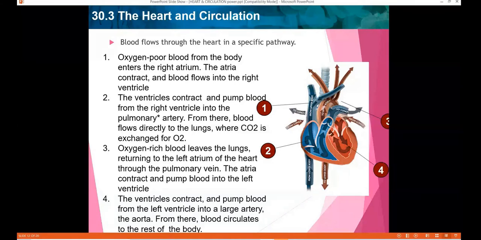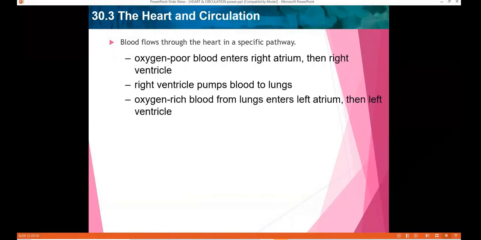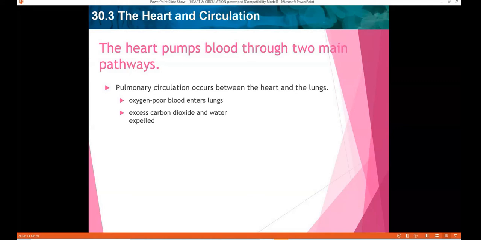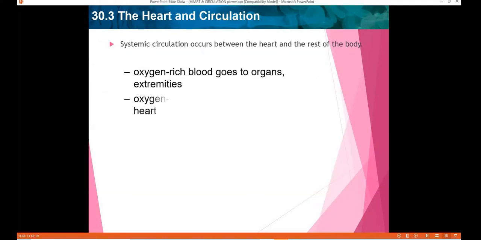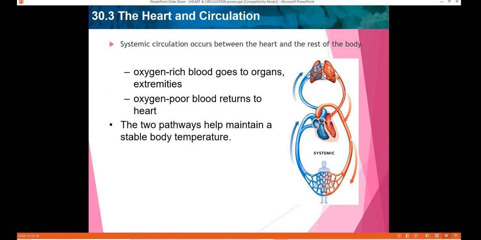So today we discuss the 4 steps of the blood flow, and we also discuss how the heart pumps blood through the 2 main pathways, which are the pulmonary and the systemic. Let me ask you a quick question. Why is it important to have 2 separate pathways for circulation? Why do we need a pulmonary and a systemic circulation? Why not only one?